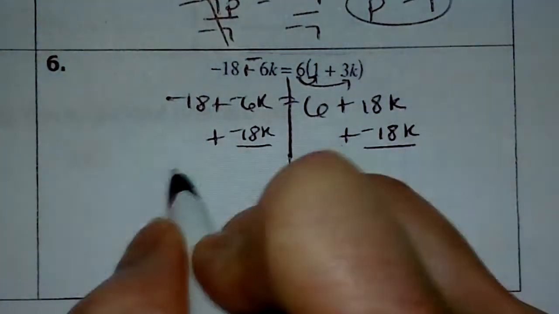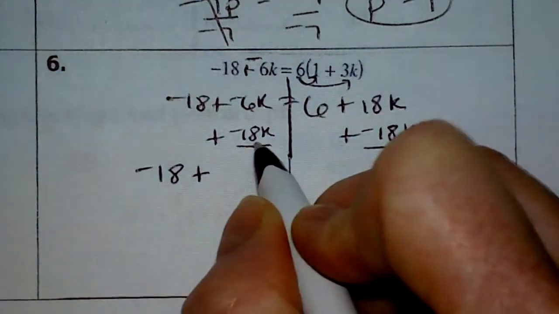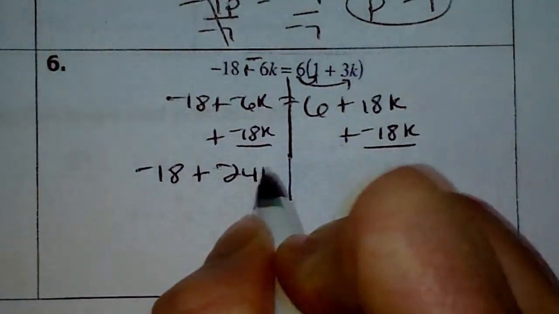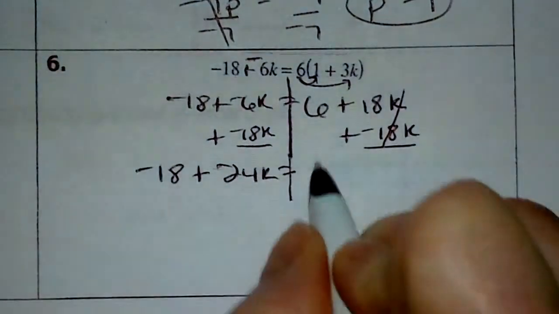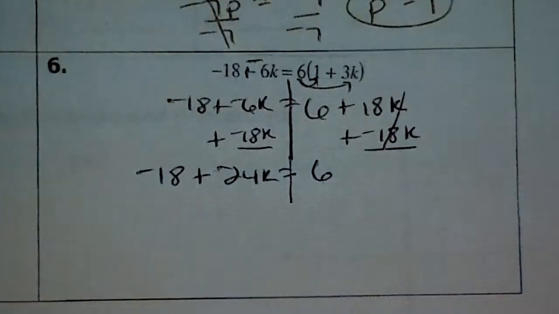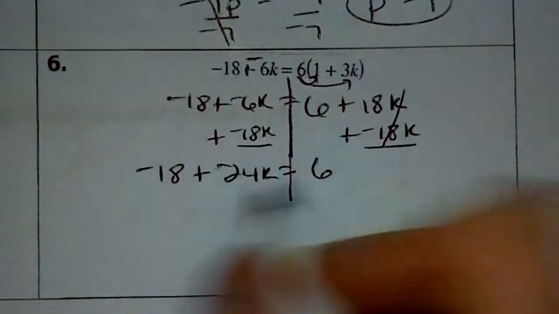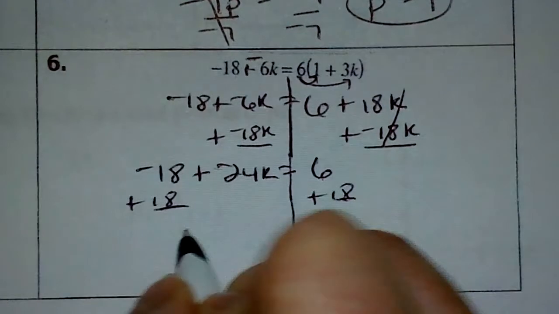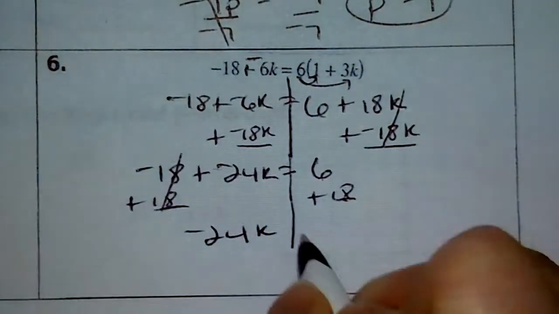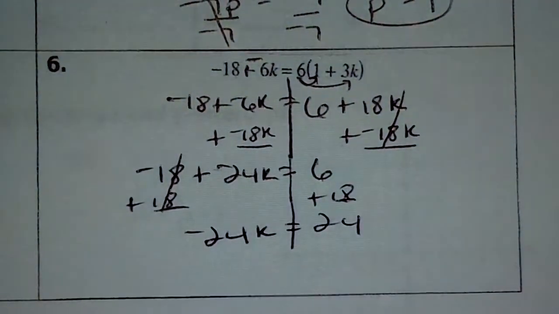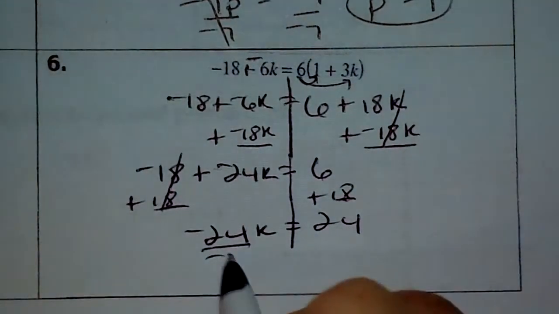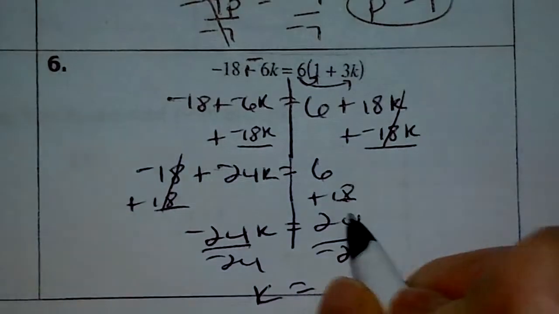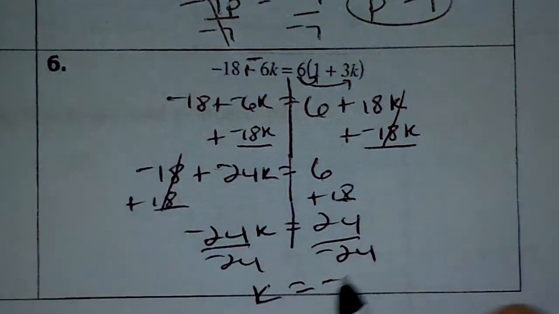Alright, so over here I still have this negative 18. When you take negative 18 plus negative 6 for your case, you get negative 24k. And over here you're left with 6. Okay, just a two-step. I want this negative 18 to go away. That means I need to add a positive 18 to it. So negative 24k equals a positive 24. To get rid of a negative 24 that's being multiplied, I'm going to divide by negative 24. And 24 divided by negative 24 is negative 1.